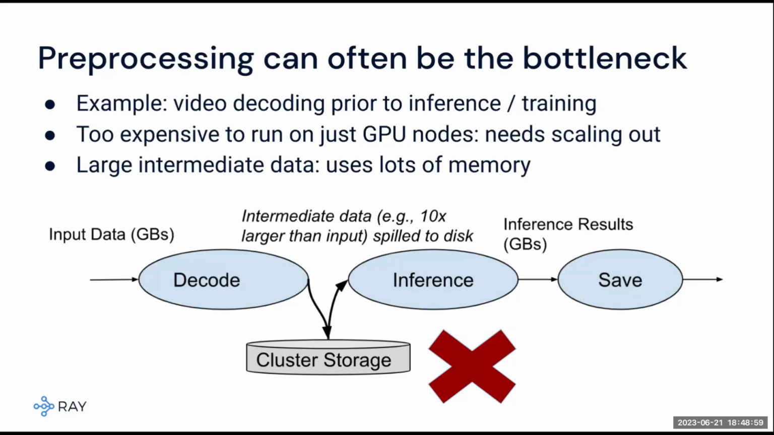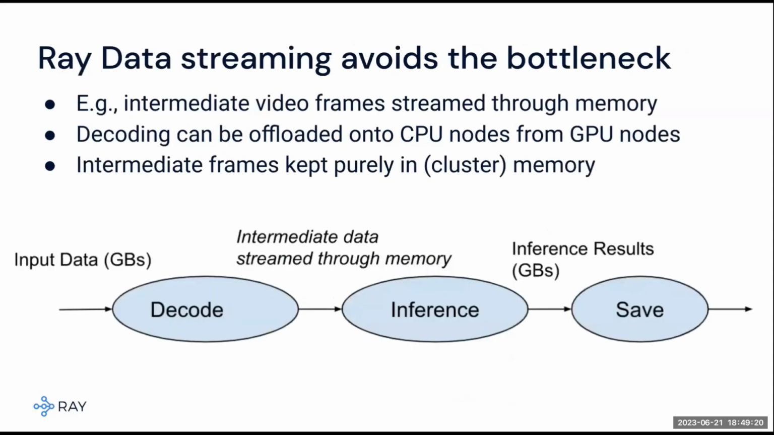Another challenge is you have this blow up. You decode the video frames. Say you read 10 gigabytes of video, you decode that video, and it blows up to 100 gigabytes or more of frames. You really don't want that data to end up spilled to disk, because you end up writing to disk, reading from disk, and it's super slow. So you want the data to be streamed through memory. And that's the problem that Ray data streaming solves. The video inference is an extreme example of this.